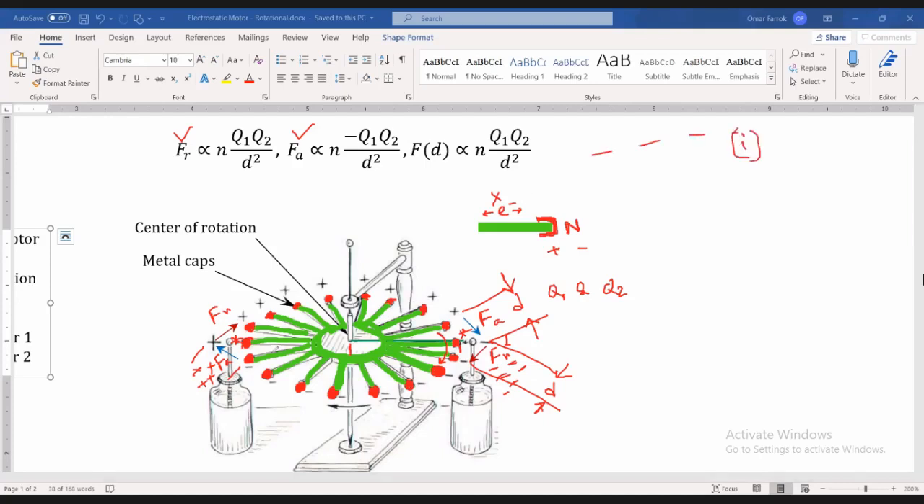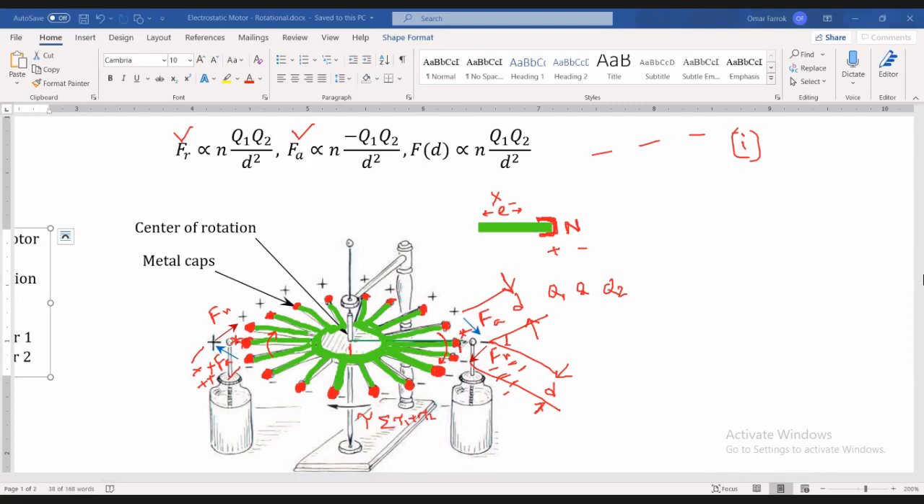Therefore, another torque is created here, which is also known as tau. So this tau 1 and this tau 2 work together, and finally it produces the total torque. Torque is the summation of tau 1 and tau 2.